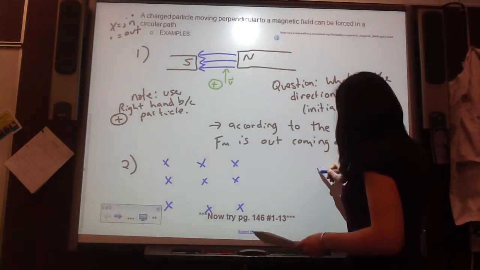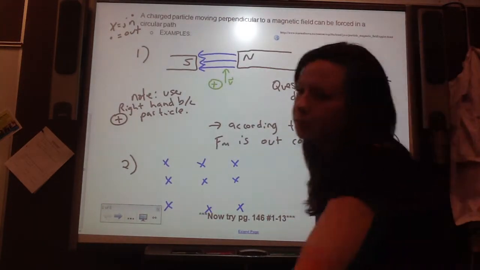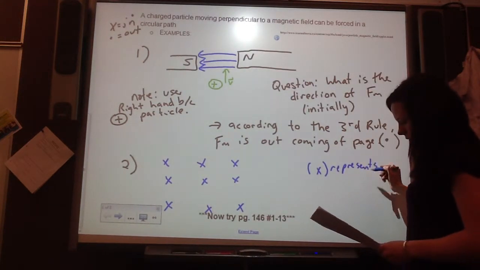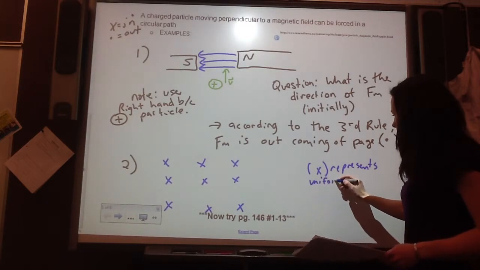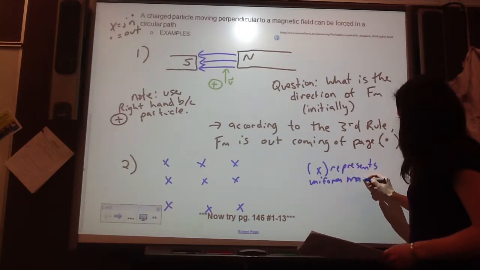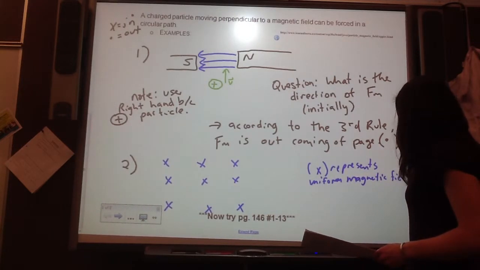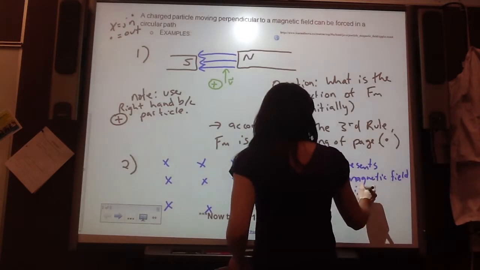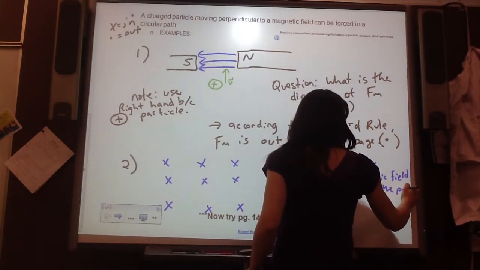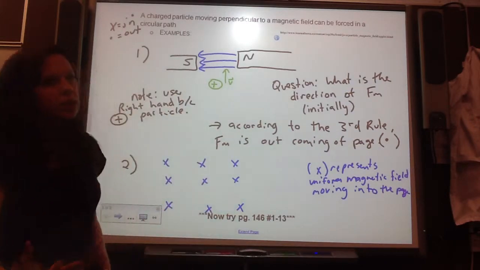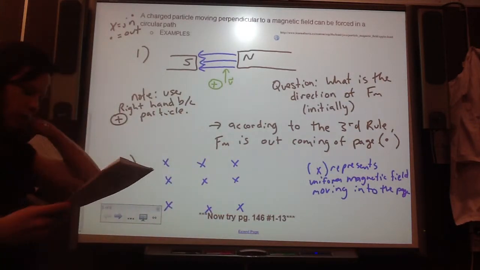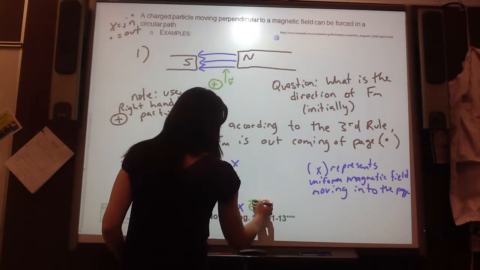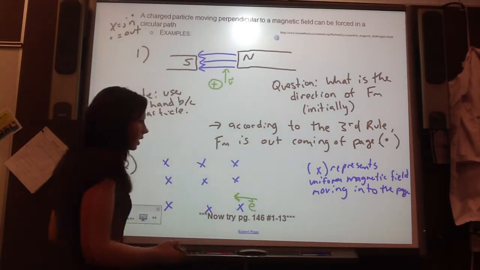I'm just going to put a note here. This represents a uniform magnetic field moving into the page. It doesn't show us the magnets that produce this, but we're just told the magnetic field. Say I have an electron right here, and it's shot into the magnetic field at this point.